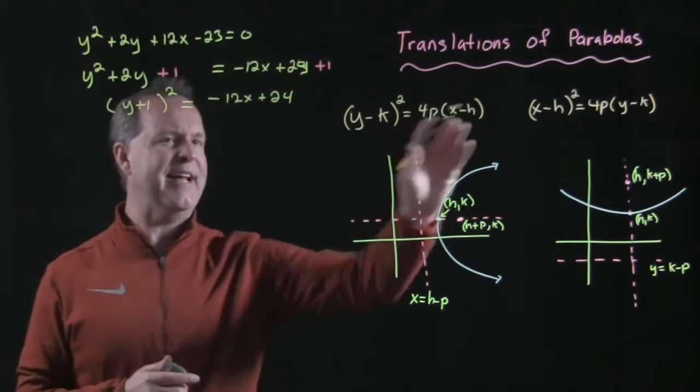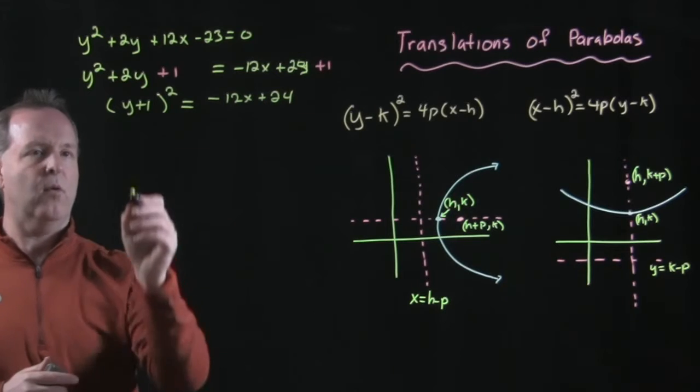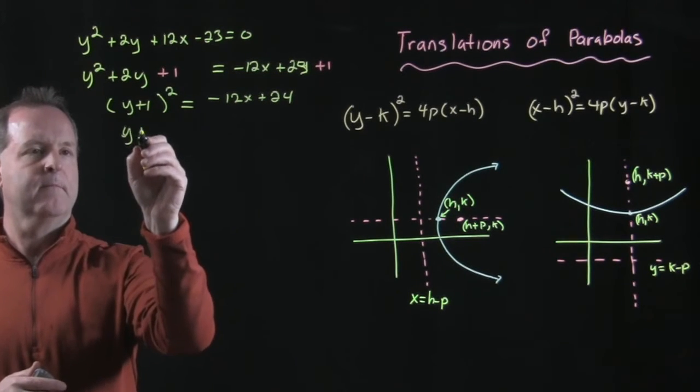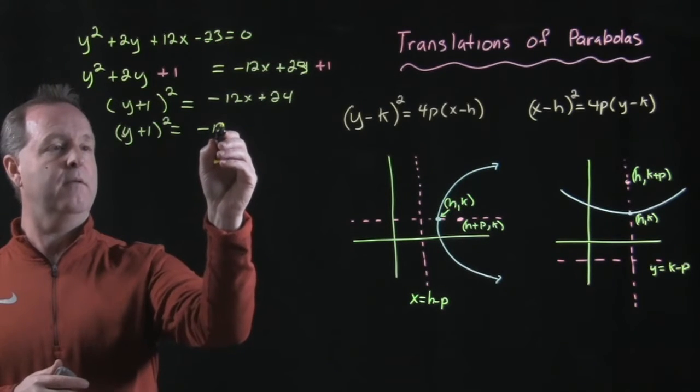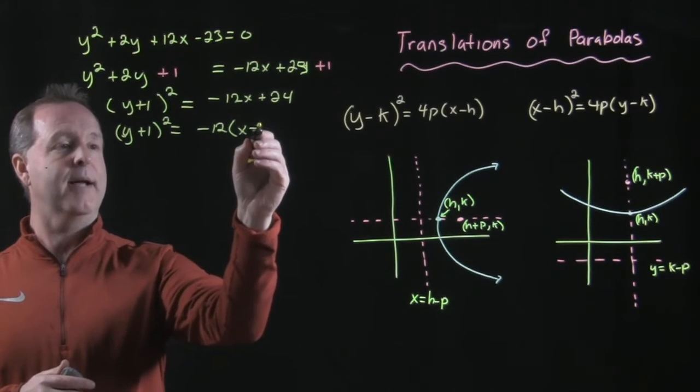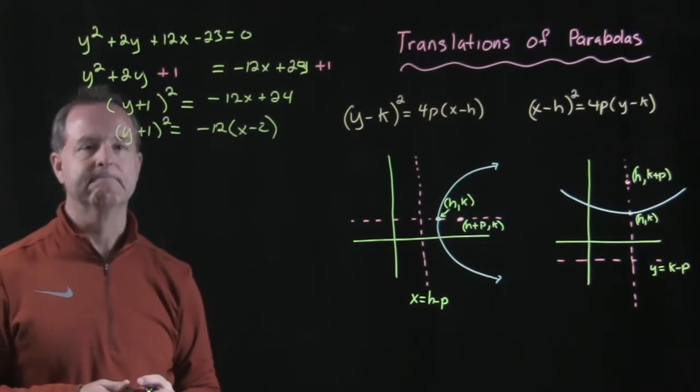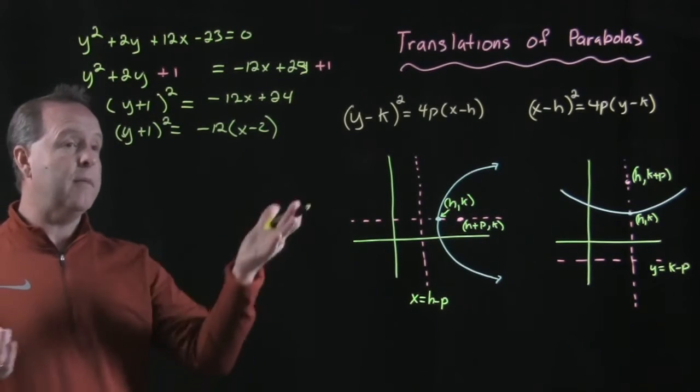What do we do with that? That's not quite in the form that we're looking for. So a little bit of algebra can fix that. Let's factor out a negative 12. And what's left is x minus 2. All right, there we have the form that we're used to.